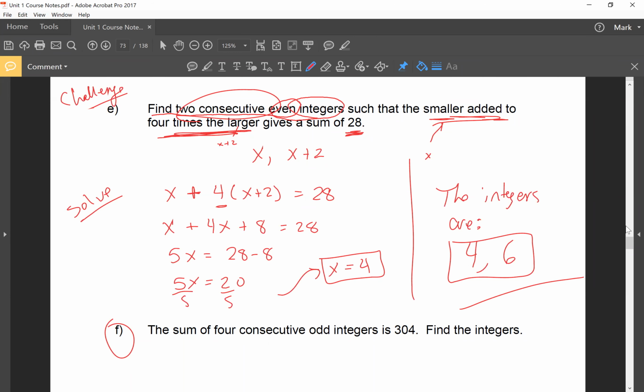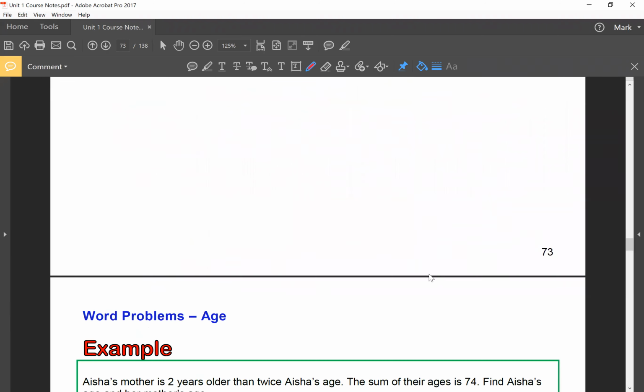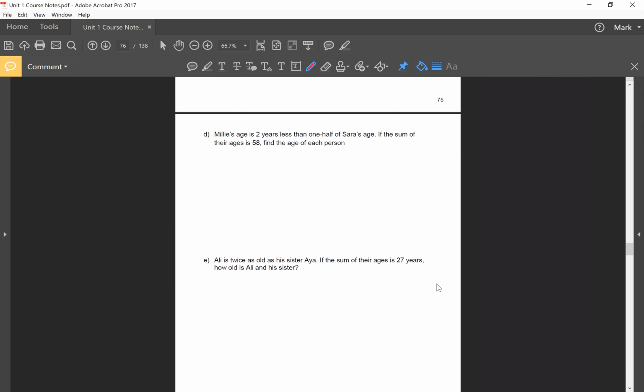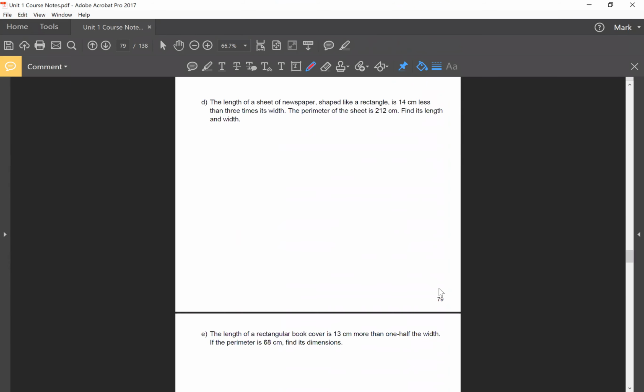Okay, I'm going to stop for today. It's 12:05. Tomorrow, we're going to look at the last part of word problems, age and geometry. So we still have 2 more word problems to do tomorrow.